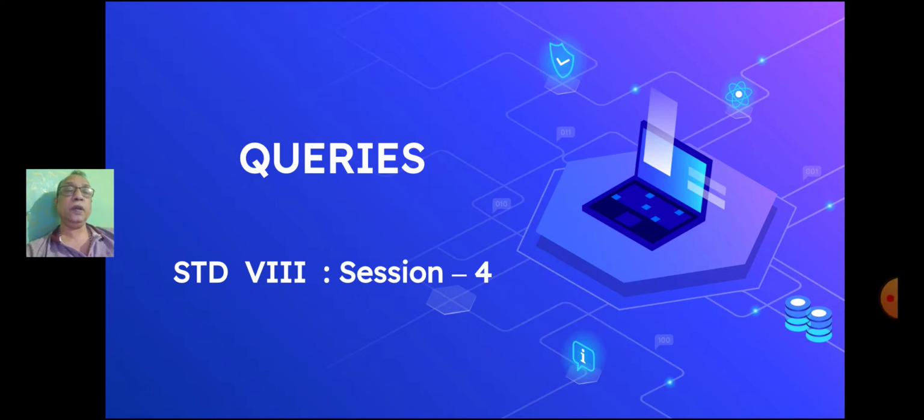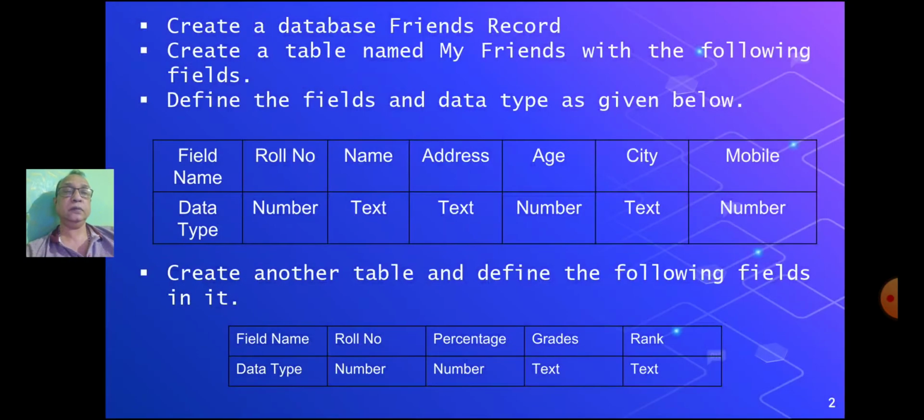Today we shall solve the activity question which is given at the end of this chapter. So create a database in the name Friends Record and also create a table named My Friends with the following fields. The fields and data type are given below: roll number, name, address, age, city and mobile.